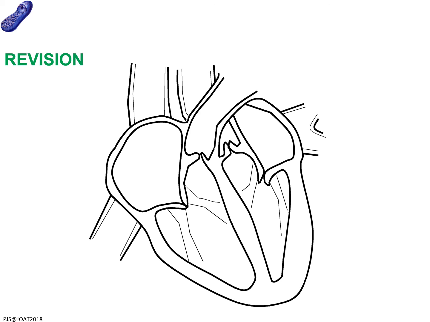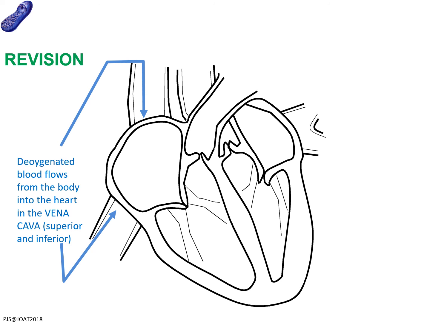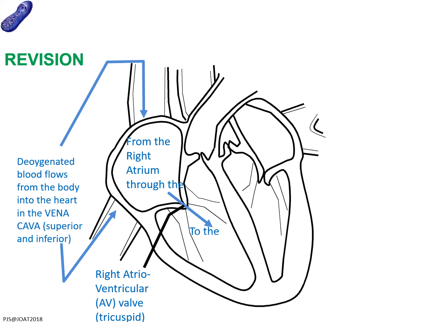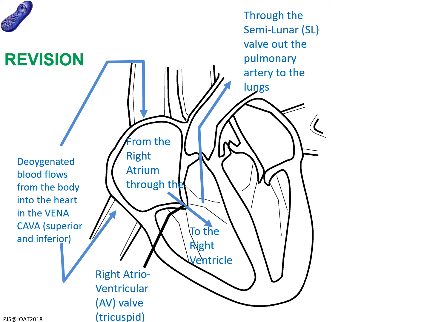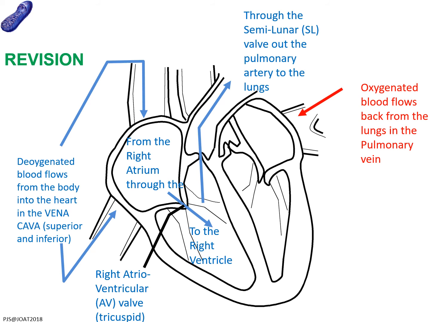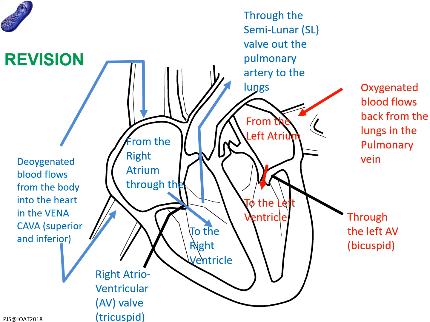Okay, some National 5 revision on this one. Here is your deoxygenated blood coming back from the body into the heart, flowing into the right atrium. Then goes through a valve into the right ventricle. Right ventricle up through another valve pushes out to the lungs, pulmonary artery out to the lungs. Once it comes back, it's coming back in the pulmonary veins, it's now oxygenated. Comes into the left atrium, down through another valve, into the left ventricle, up through another valve, out to the aorta, back around the body, and then we start the loop again.